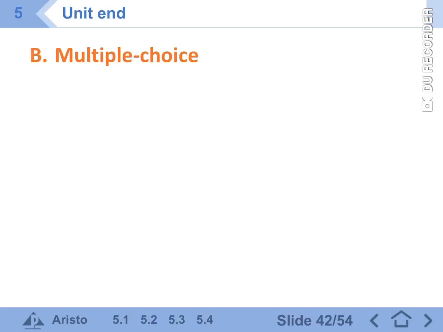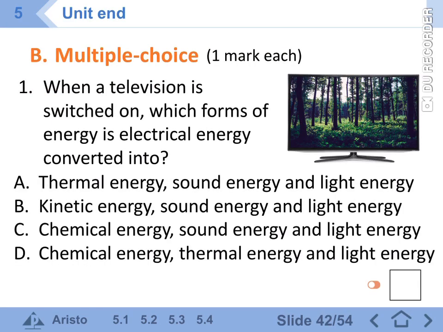Okay? Now, we got the MC question. When the television is switched on, which form of energy is electrical energy converted into? So what do you see over there? Do you see your TV moving? It's not kinetic for sure, so B is out. And do you see any chemical being generated? As far as I'm concerned, no. So only A is the correct answer.